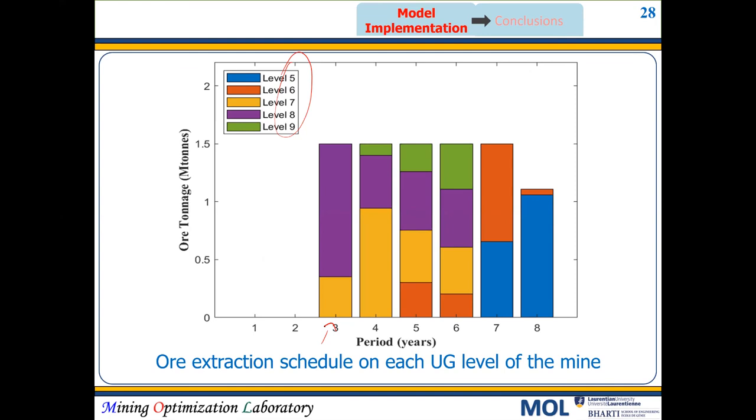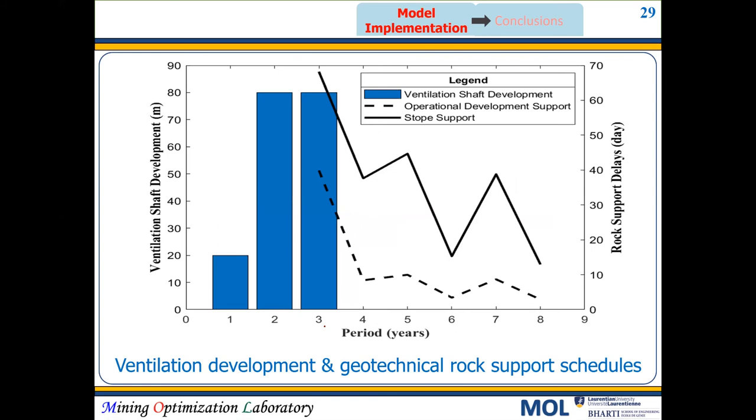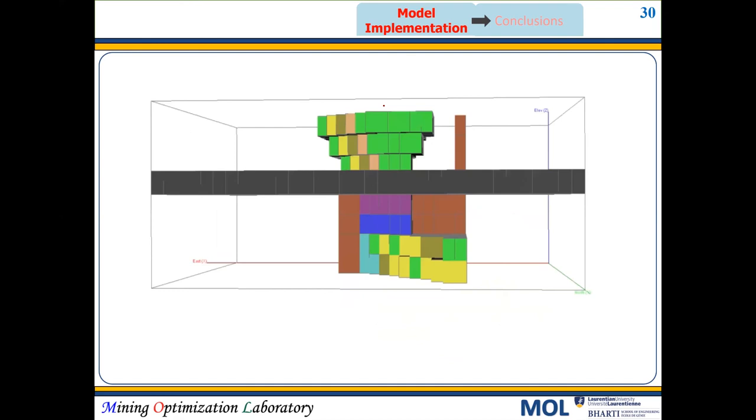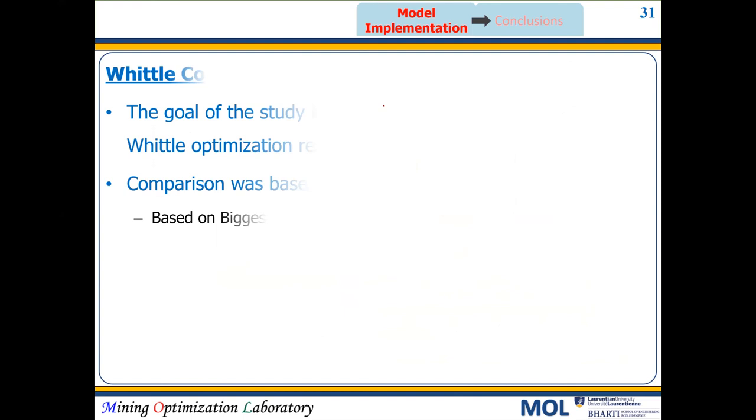And this also shows the ventilation development for this operation. So you have the primary ventilation development, the ventilation shaft development, as well as the operational development for both the stopes and for the operational development. So basically, those are some of the results that were generated for this particular case study.